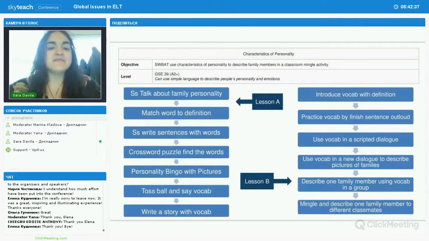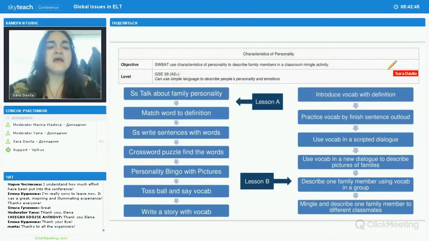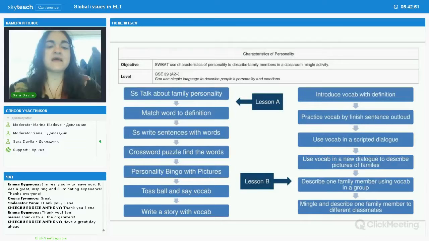So I have my lesson plan here, and on my lesson, you can see that I have my lesson objective, which is characteristics of personality. And I can see my level here is an A2+. I have lesson A and lesson B. I'll give you just a few moments inside of the chat box. I'm going to be reading what you're saying. Of these two lessons, which one has the better scaffolding, lesson A or lesson B?